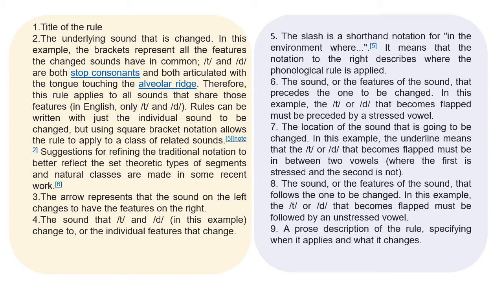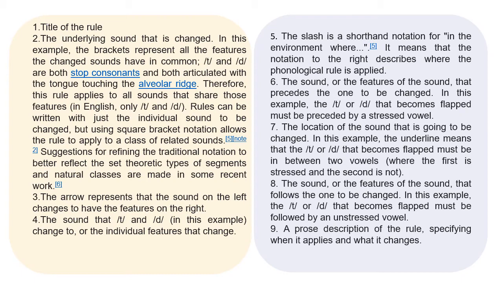The fourth one is the sound that T and D change to, or the individual features they change. The fifth one is the slash, a shorthand notation for "in the environment where", which means that the notation to the right describes where the phonological rule is applied. The sixth one is the sound or the features of the sound that precedes the one to be changed. In this example, the T or D that becomes flapped must be preceded by a stressed vowel.